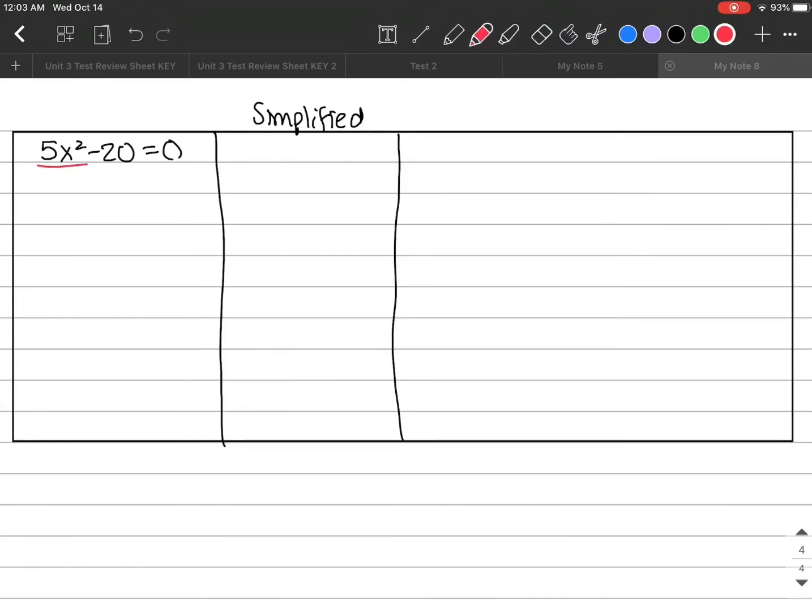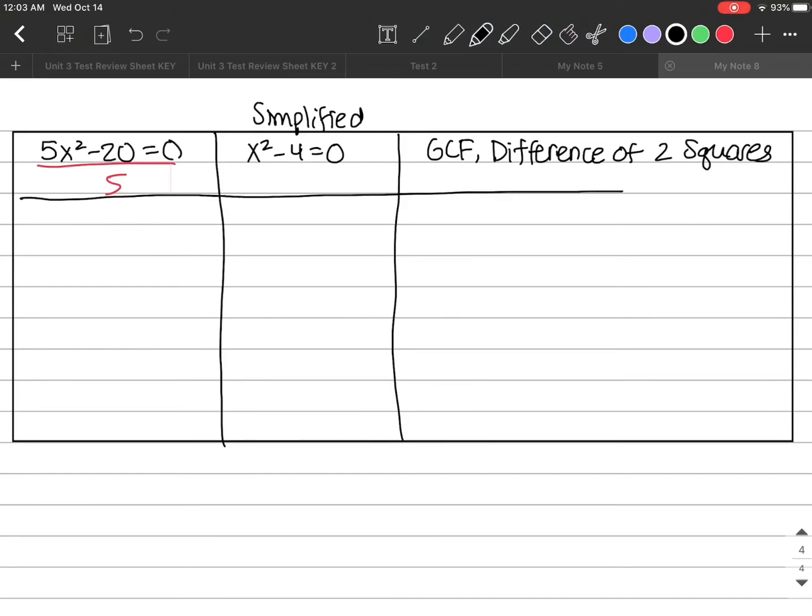So I divide both sides by 5, and I'm going to end up with x squared minus 4 is equal to 0, which I know I can factor because that's the difference of two squares. So I could say I use GCF there if I want to. It doesn't hurt. And then I'm going to have to use the difference of two squares.